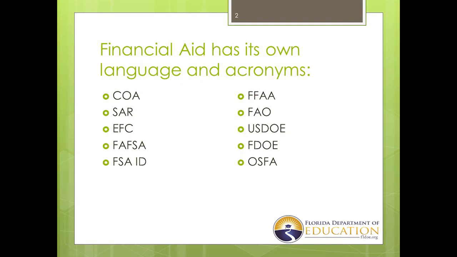COA means cost of attendance. SAR means student aid report. EFC means expected family contribution. FAFSA means the free application for federal student aid. FSAID means the Federal Student Aid Identification. FFAA means the Florida Financial Aid Application. FAO, Financial Aid Office. USDOE, the United States Department of Education. FDOE, Florida Department of Education. And OSFA is the Office of Student Financial Assistance.